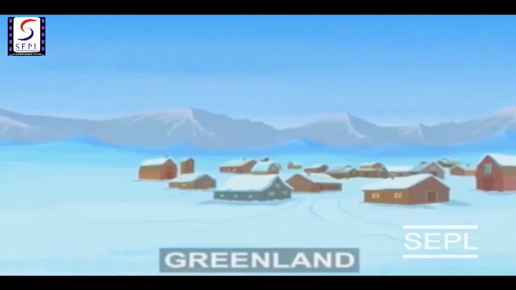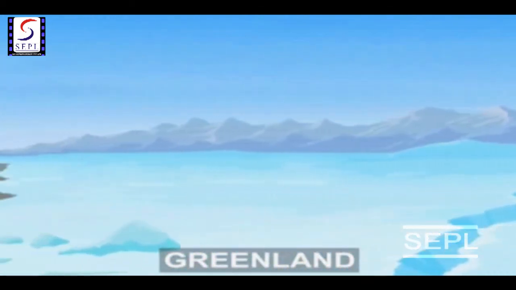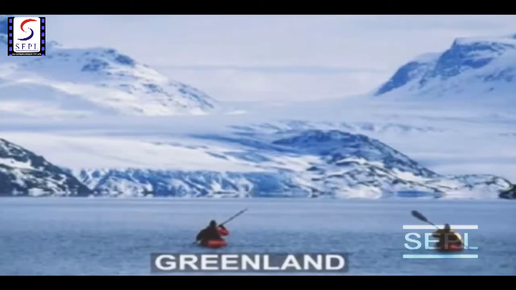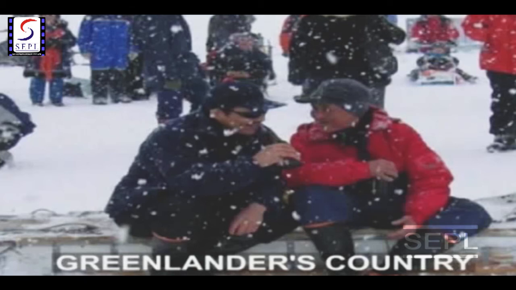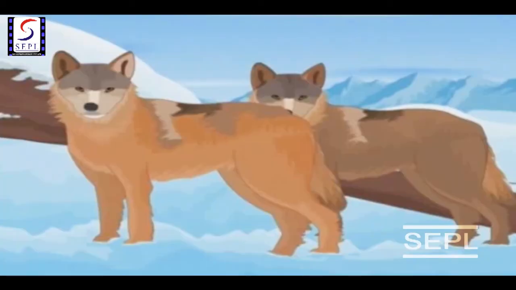The few people who live in Greenland inhabit the tundra region around the coast of the country. Greenland now has its official name. It is called Kalaallit Nunaat, which means Greenlanders' country, and is home to the enormous Greenland National Park, the largest protected area for wildlife in the world.